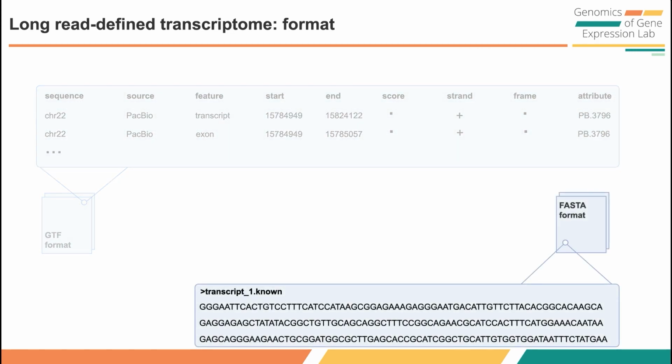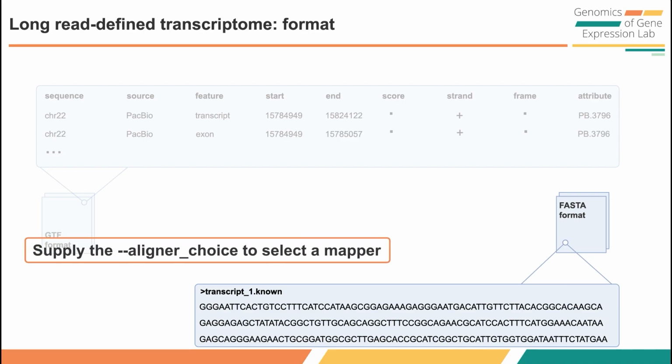If you provide your transcript sequences in FASTA or FASTQ format, you must also supply the FASTA option. In this case, an additional mapping step will be initially performed. SQANTI3 currently supports Minimap2 by default, Ultra, Desalt, and GMAP for mapping. To select a mapper, supply the name to the aligner_choice argument.